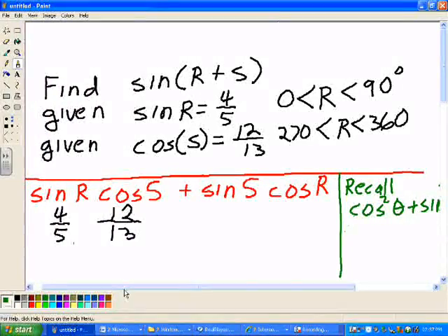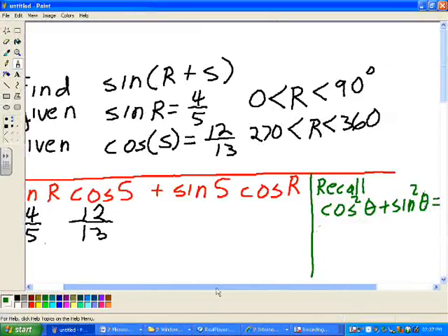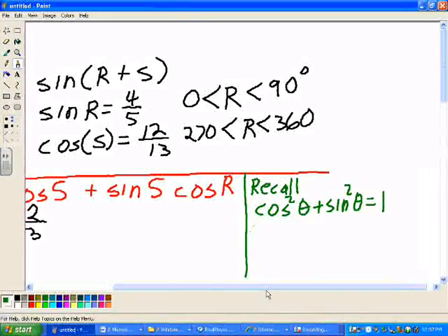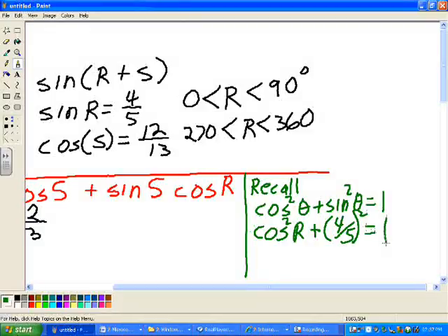So let's pick one of these. Let's do the R. So I could put in the cosine of R, and then the other one would be 4/5, that's squared. So I think when you square it, you're not going to get a fifth out of that.